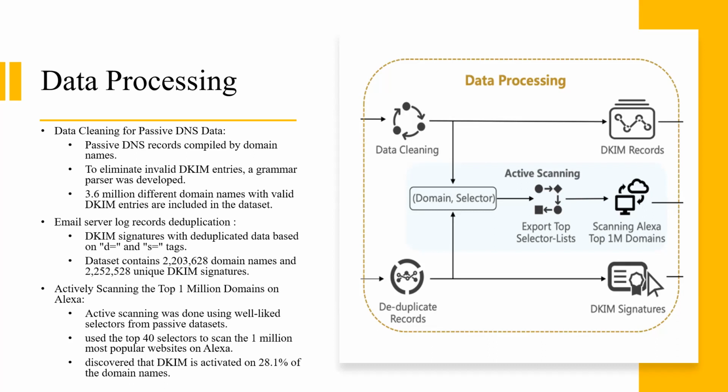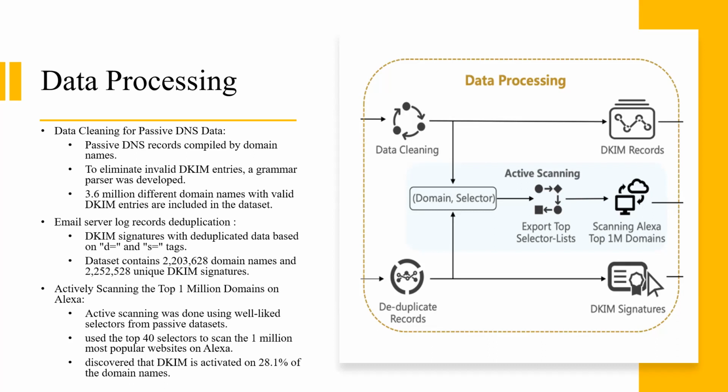In this step, active scanning was done using well-liked selectors from passive data sets. The researchers used the top 40 selectors to scan the 1 million most popular sites on Alexa. According to the researchers, they discovered that DKIM, DomainKeys Identified Mail, is activated on 28.1% of the domain names.